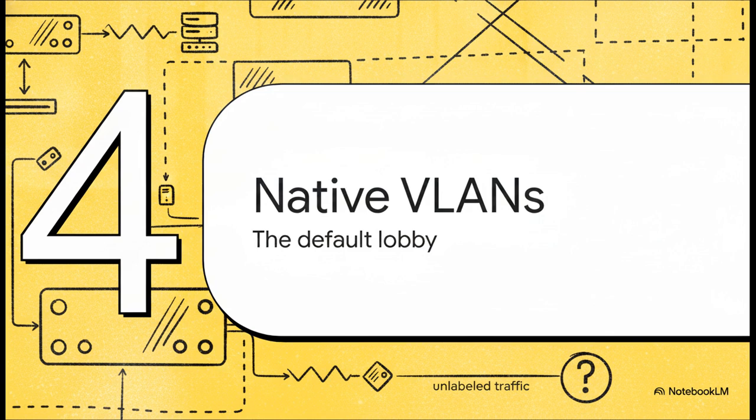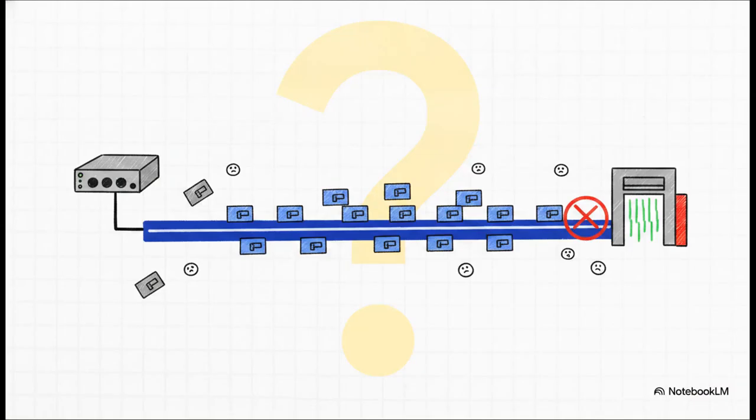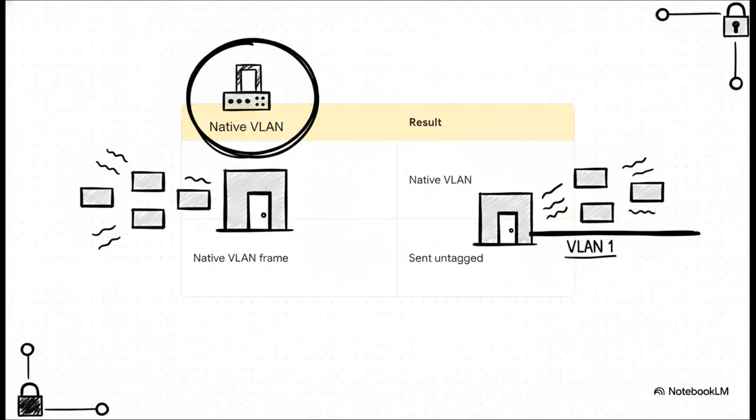Section 4. Understanding native VLANs, the default lobby. So this brings up an interesting edge case. If a trunk port is acting as this superhighway that expects every single piece of data to carry a specific 802.1Q keycard, what on earth does it do with data that suddenly shows up without one? Maybe from an old hub or a device accidentally plugged directly into the trunk line. Well, the switch doesn't just drop the data.